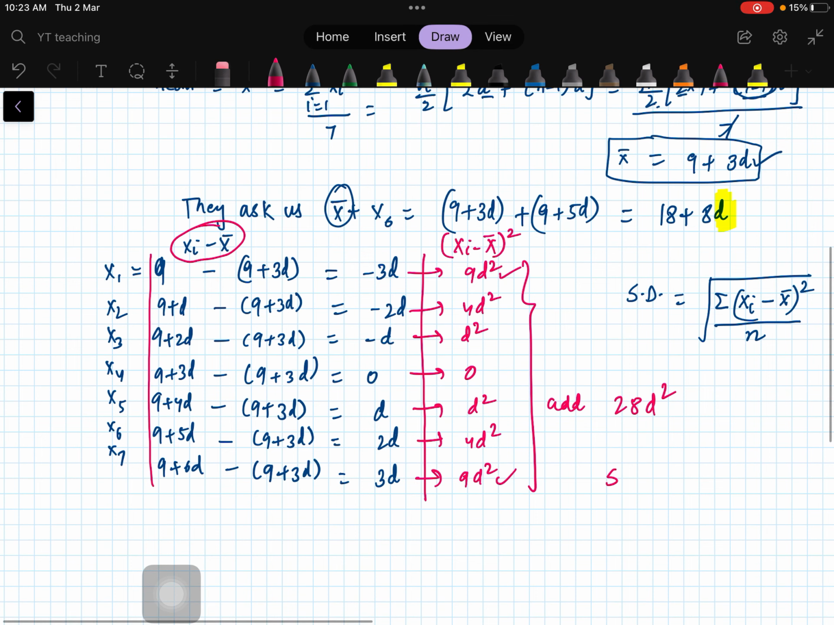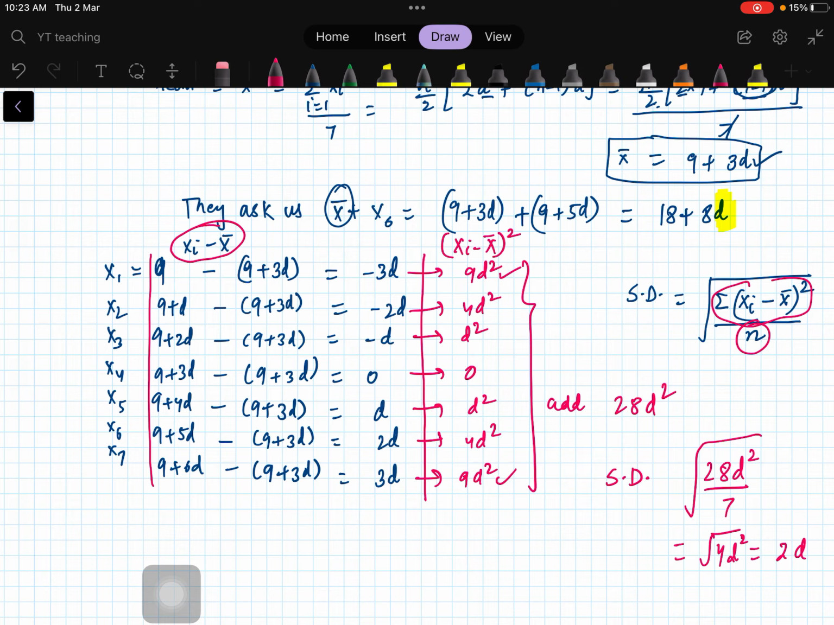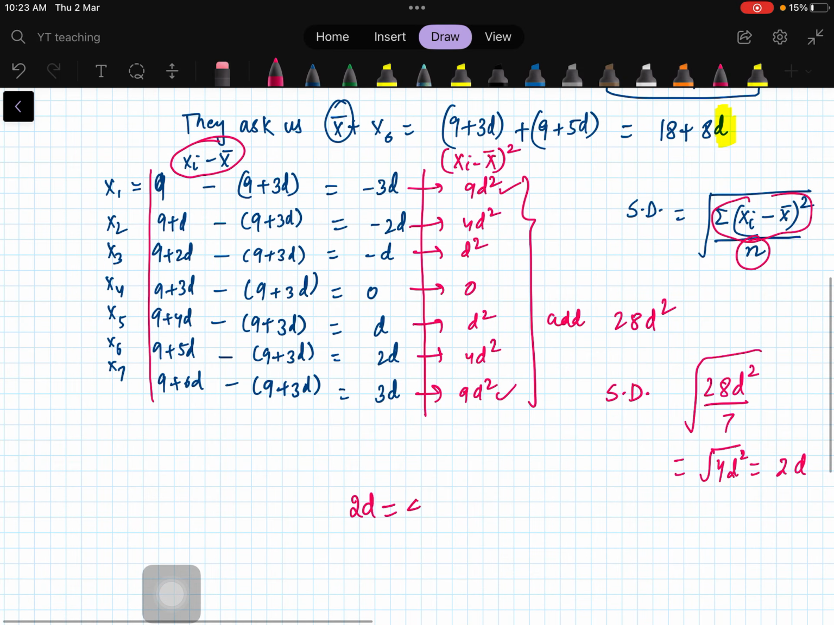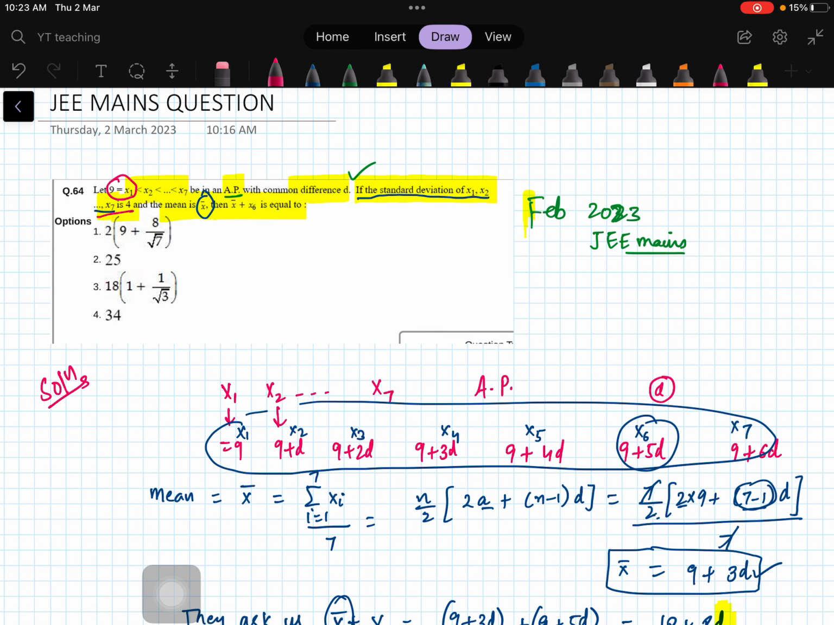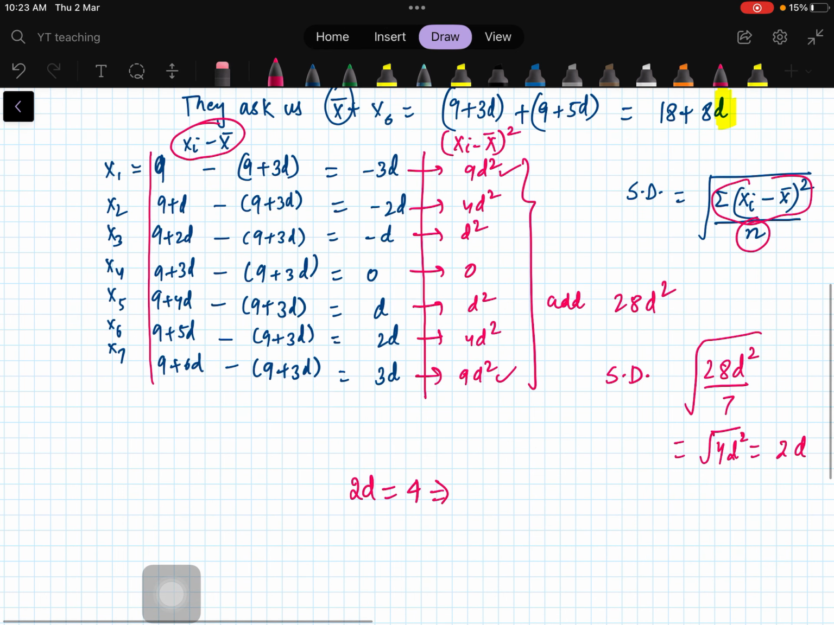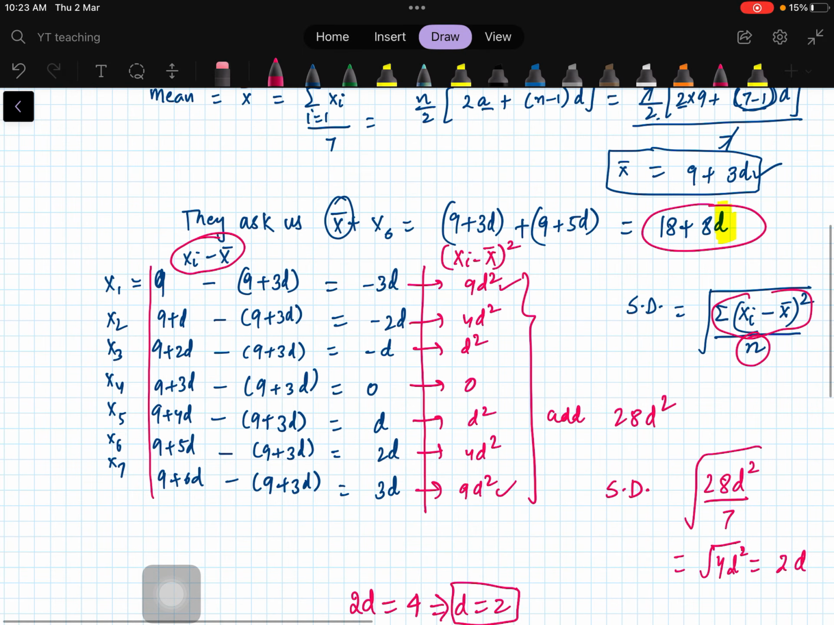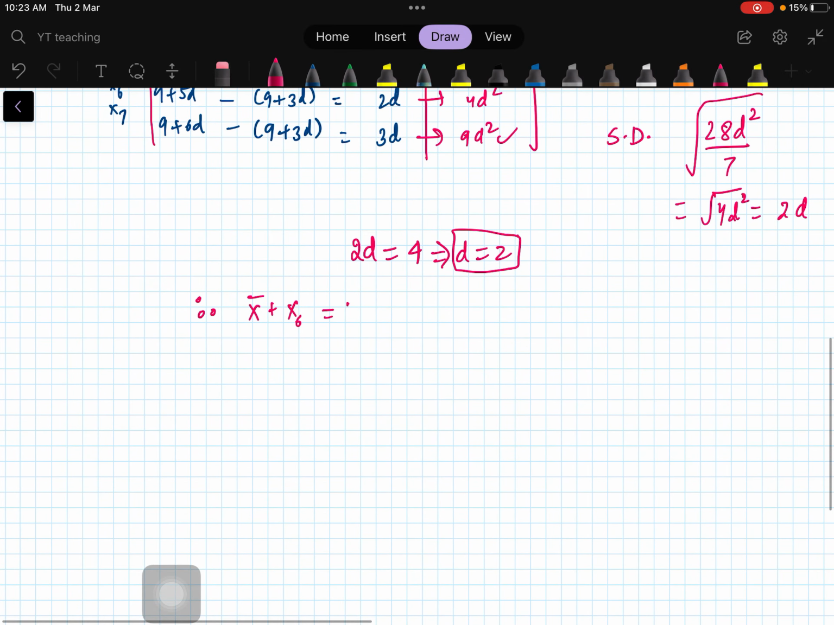So what will be my standard deviation? This sum is 28d square, divided by n, which is 7, the number of terms. So this is the square root of 4d square, that is going to be 2d. And this is given in the question to be equal to 4. You can read from here, the standard deviation is 4. So that gives me the value of d as 2. Therefore, my x bar plus x6, which was 18 plus 8d, will be 18 plus 8 into 2, that is 18 plus 16, and that will be 34. So our answer here is 34.